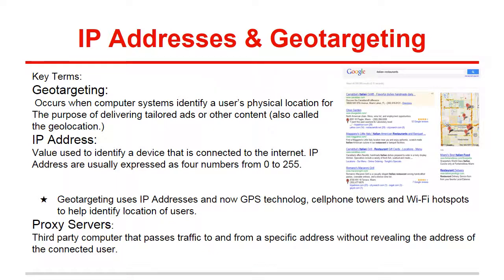Google uses various ways to geotarget customers, one of which is a user's IP address. And now GPS technology, cell phone towers, and Wi-Fi hotspots are all used to help identify the location of a user. These are all useful technologies, but they are not perfect. Some internet service providers don't provide precise information on the location, and users can also connect to proxy servers, which are third-party computers that pass traffic to and from a specific address without revealing the address of the connected user.